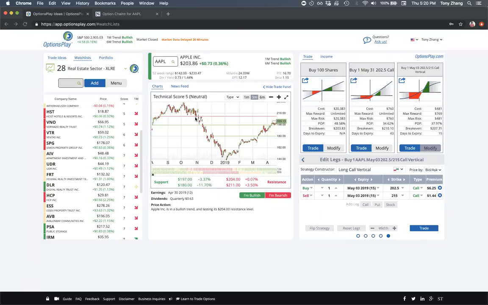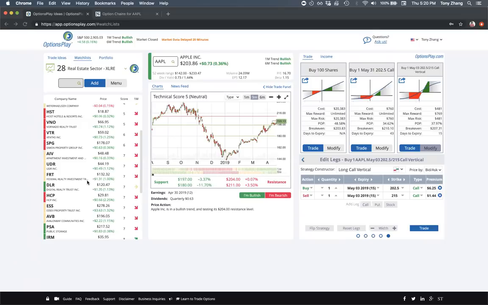So again, this is why you always want to go further out in time. You're not saving much money here. You're only going from 760 down to 480, and you're fighting a substantially harder uphill battle when you're buying these 1 to 2 month options.